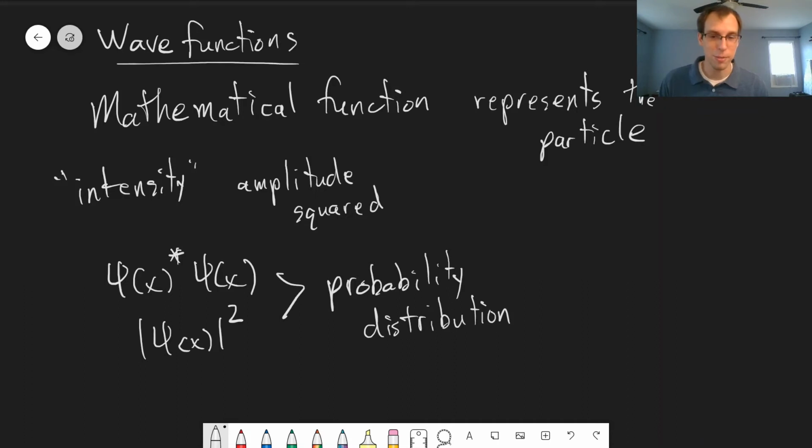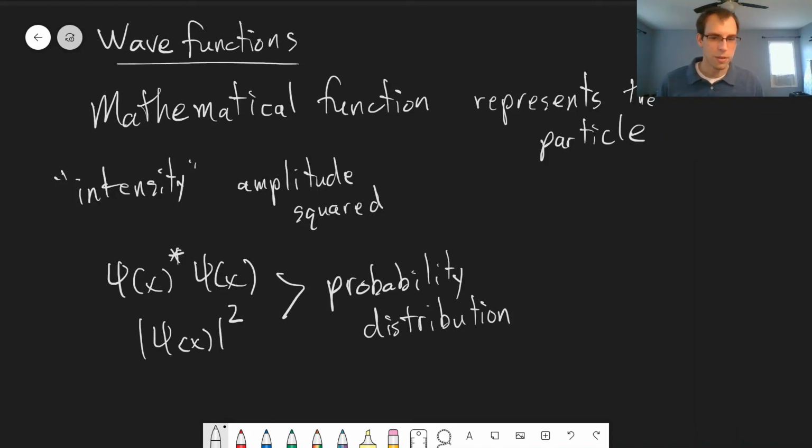That would violate the uncertainty principle, but it tells us what's the probability of finding the particle in a specific part of our system. In this case, with the particle in a box, is it in the left-hand side of the box or the right-hand side of the box? Is it in the middle of the box? Right? These probability distributions depend on the wave function.